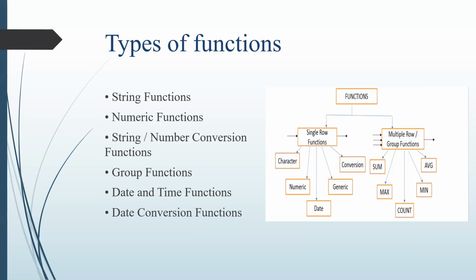On the right side, you can see that these functions are basically of two types. We have single row functions and we have multiple row functions, known as group functions. So these single row functions, like string functions, date time functions, general conversion functions, numeric functions or character functions, perform operations on a single row at a time. Whereas group functions, like sum, max, average, minimum, count, perform operations on multiple rows together.